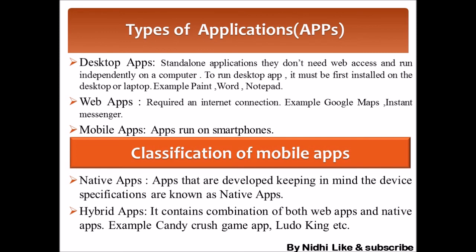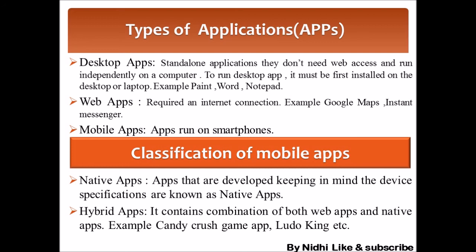Okay, so now we will talk about the types of applications or types of apps. So there are three categorizations of apps. First is desktop apps, second is web apps, and third is mobile apps. So desktop applications or apps means they run on the desktop. Okay, we call them standalone application. Without the need of internet, they will run.